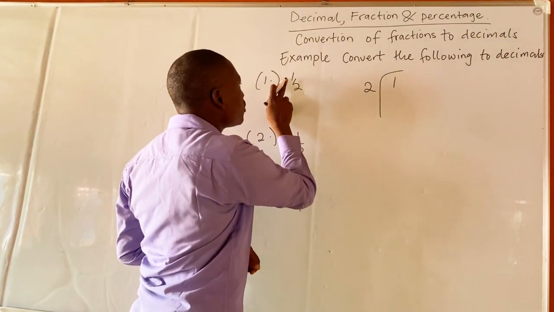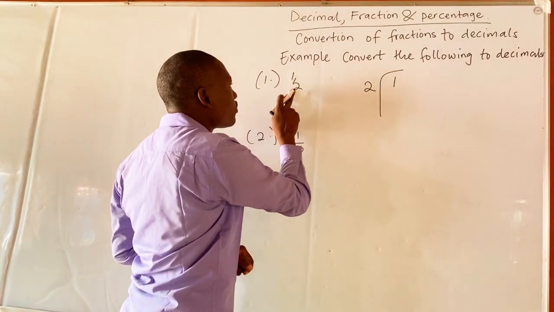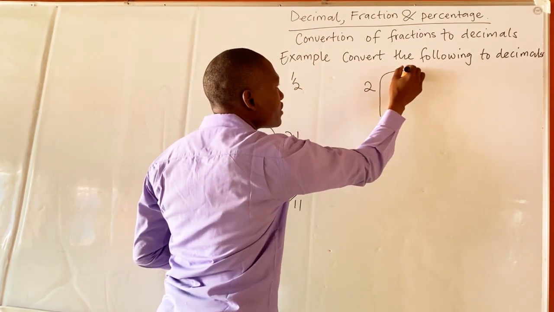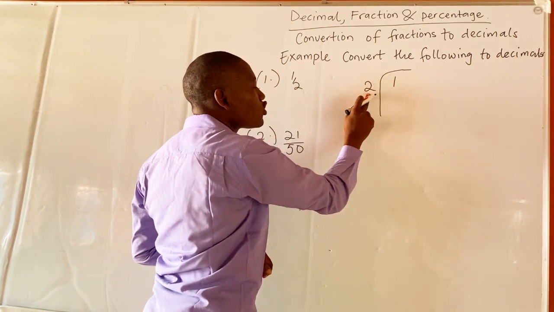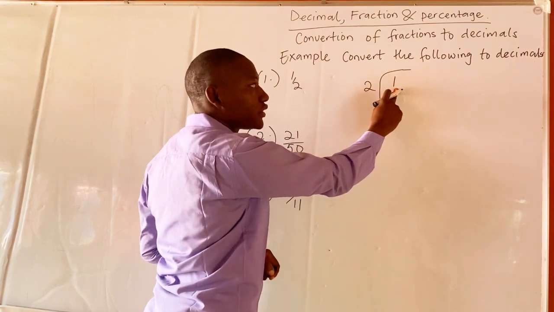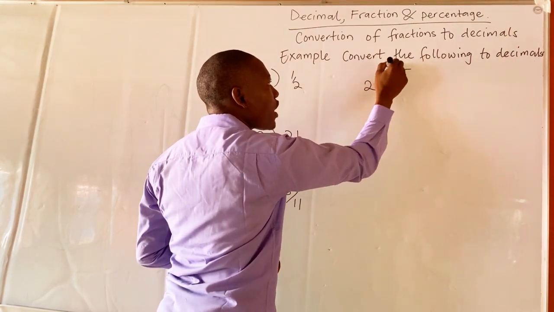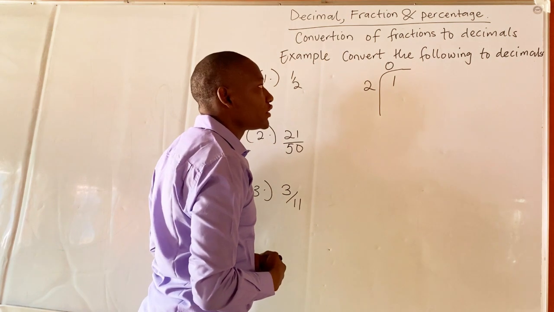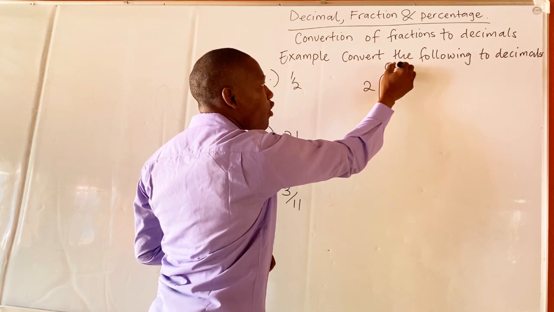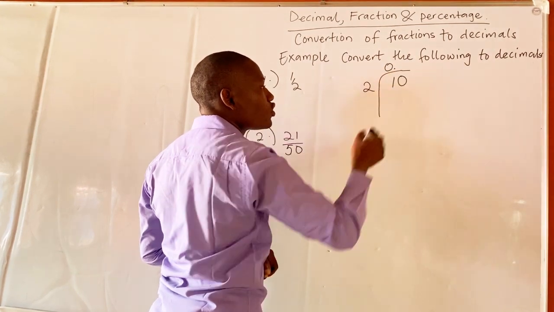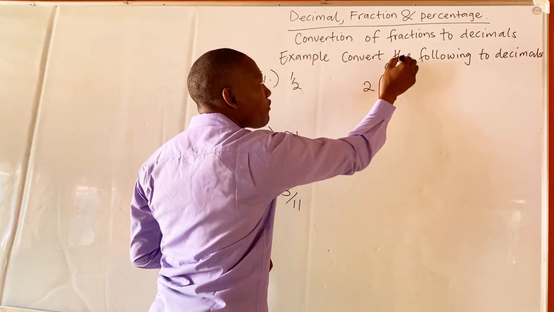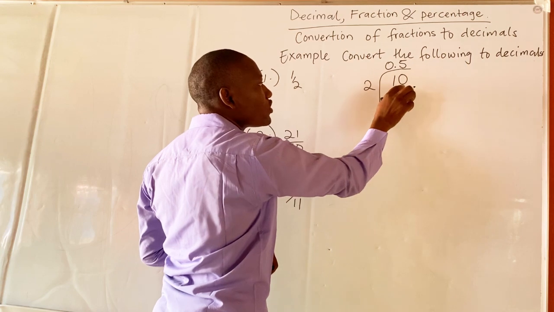Now, we are asked to divide 1 by 2. We put 1 inside the long division, then we put 2 outside. Now, we ask ourselves, how many 2 do we have in 1? We don't have any 2 in 1. We have 0, so we put a point and add 0 to 1, making 10. Now, how many 2 do we have in 10? We have 5.